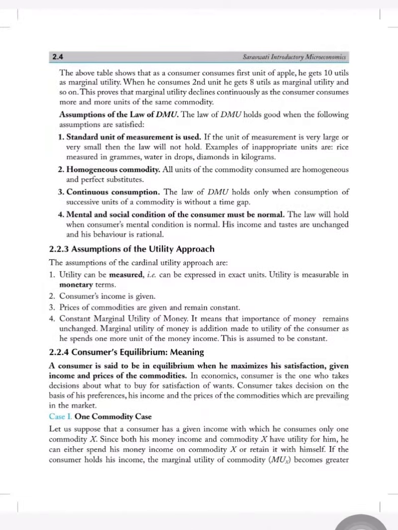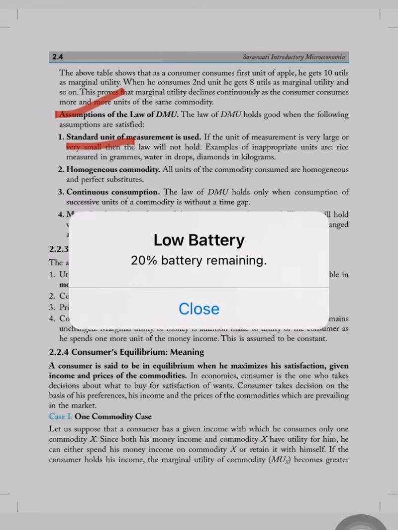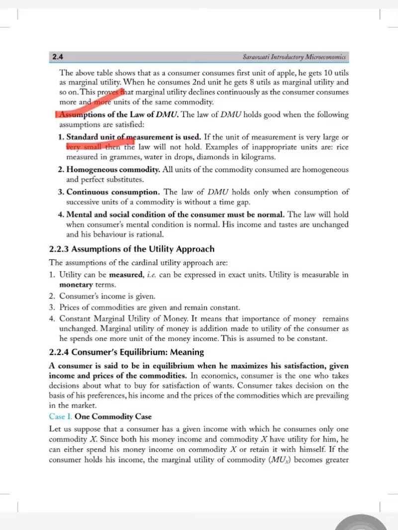Assumptions of the law of diminishing marginal utility. Let's move to the assumptions. First, a standard unit of measurement should be used. If you are thirsty and a person is giving you water drop by drop, that is not the standard. Due to that your thirst will not decrease, it will increase. So there should be a standard measure which is used.